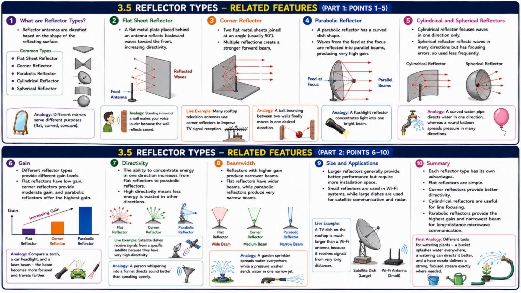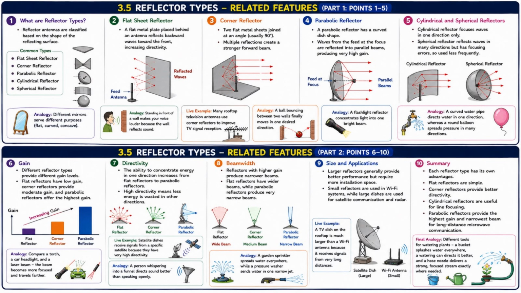Okay, next, features, related features. What are those? Number one, gain. Different reflector types provide different gain levels. Example, we will see reflectors. Flat reflectors have low gain. What about corner reflectors? Corner reflectors provide moderate gain. Parabolic reflectors, they will provide the highest gain. This you should remember. Parabolic reflectors provide the highest gain compared to the remaining types.